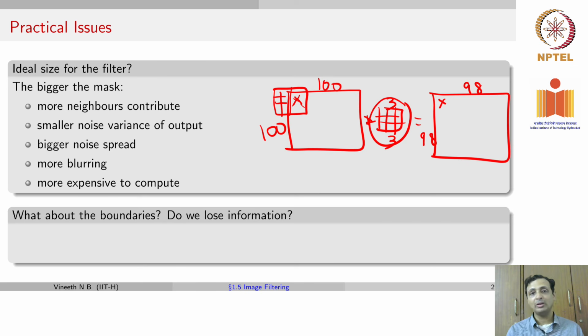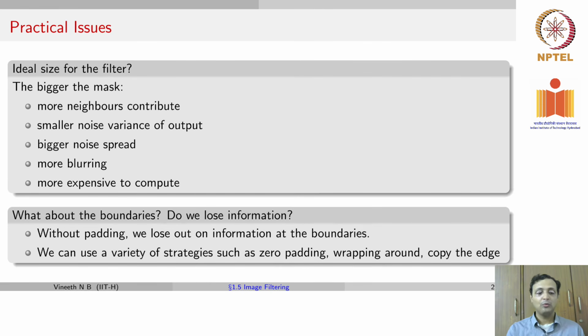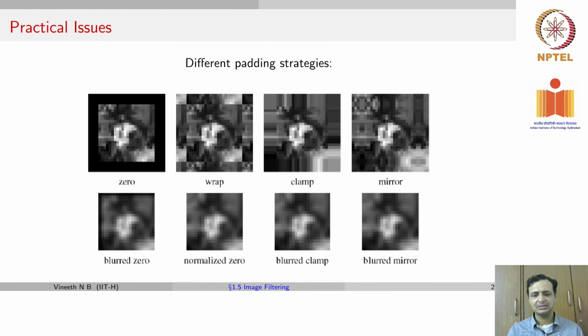What do we do if we want the output image to be the same size as the input image? We can do what is known as padding. Without padding, yes, we lose information on the boundaries and the output image will be smaller than the input image, depending on the size of the filter. But there are many strategies for padding your input image with certain values so that you don't lose that information. Let me show a few examples.